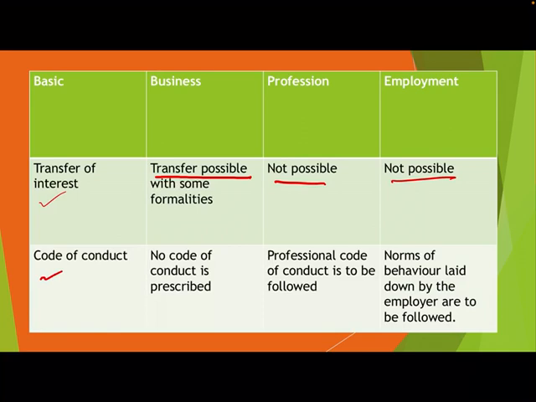Professional persons need to abide by the code of conduct given by the professional association. So the professional code of conduct is to be followed by the professionals. If we talk about employment, norms of behavior laid down by the employer are to be followed. So whatever the code of conduct, whatever the guidelines provided by the employer to his employee, they need to follow those particular norms of behavior.